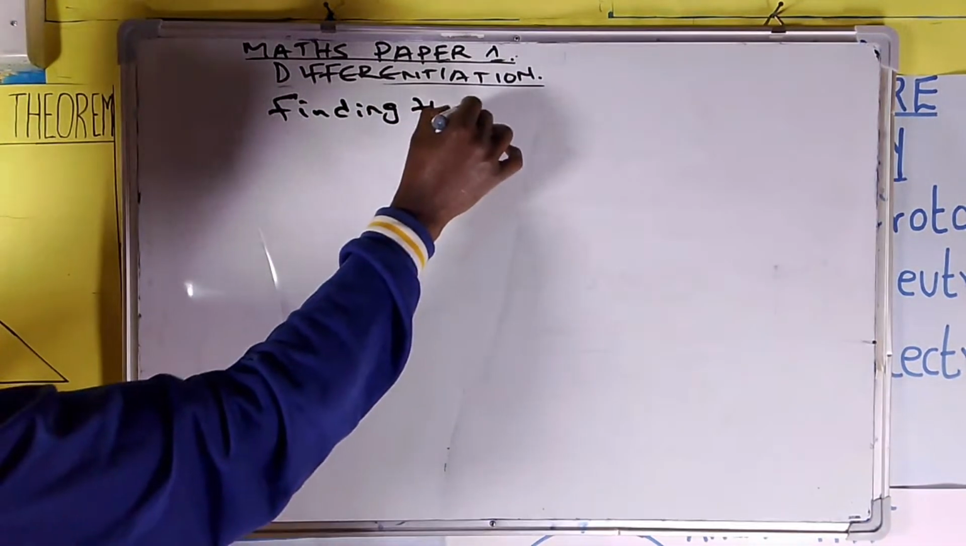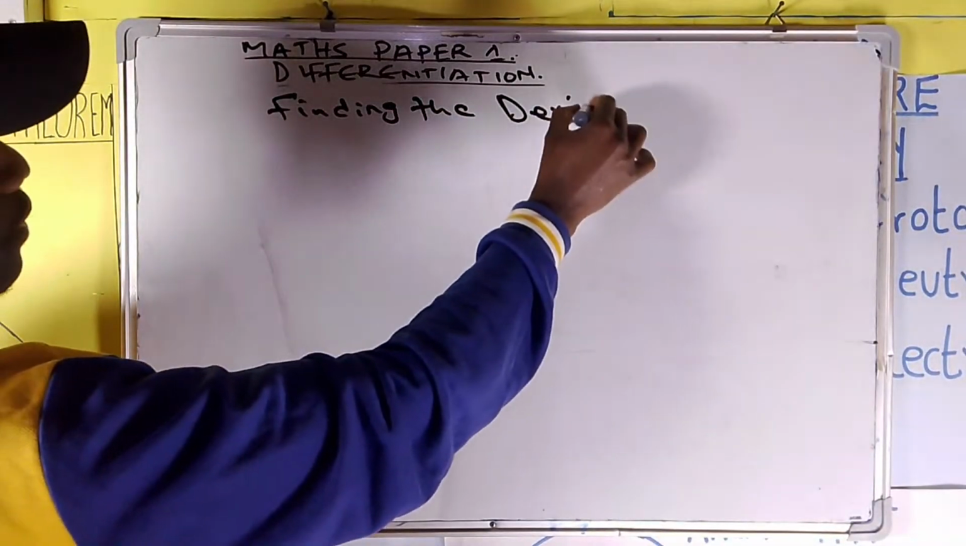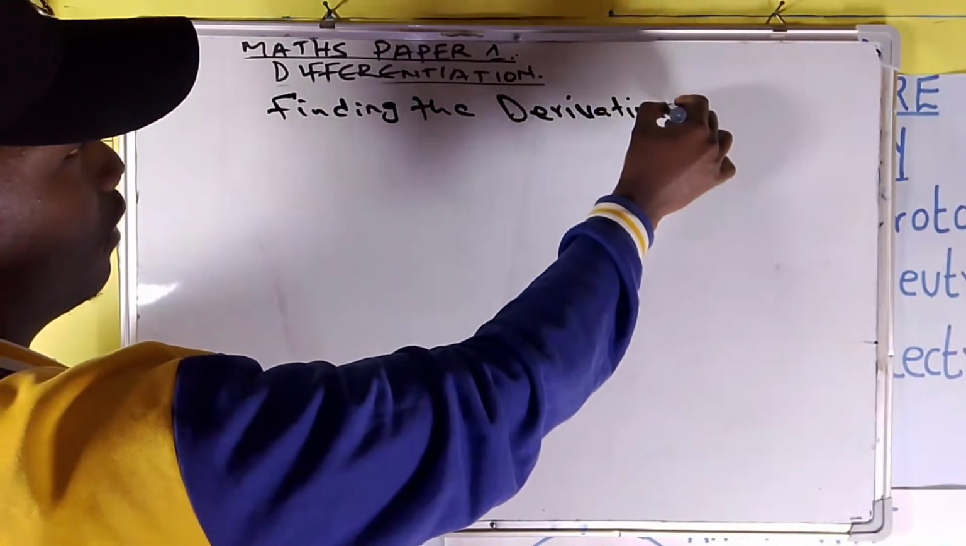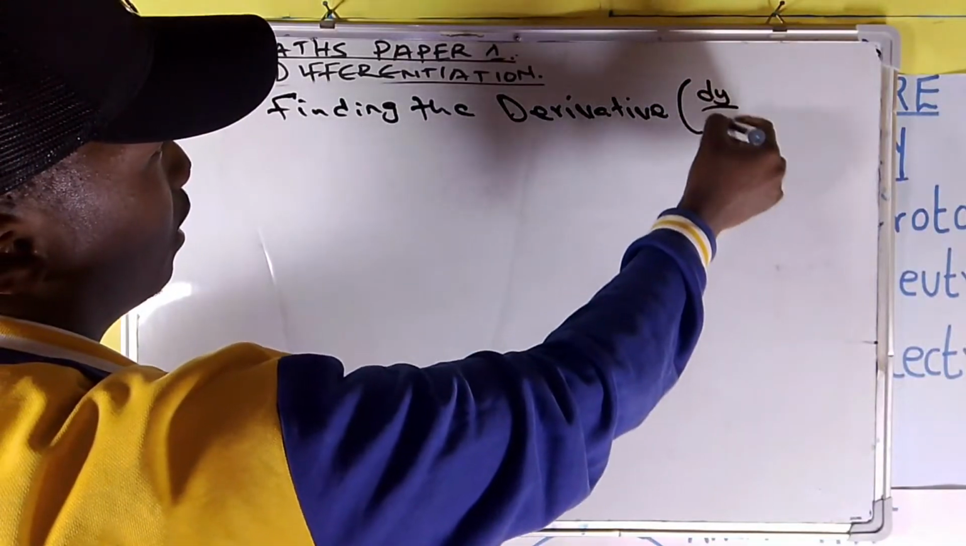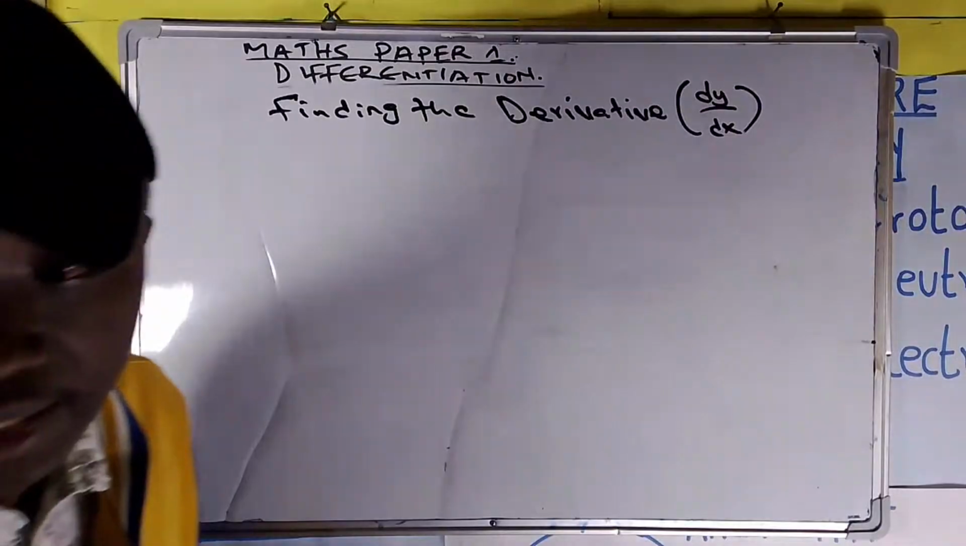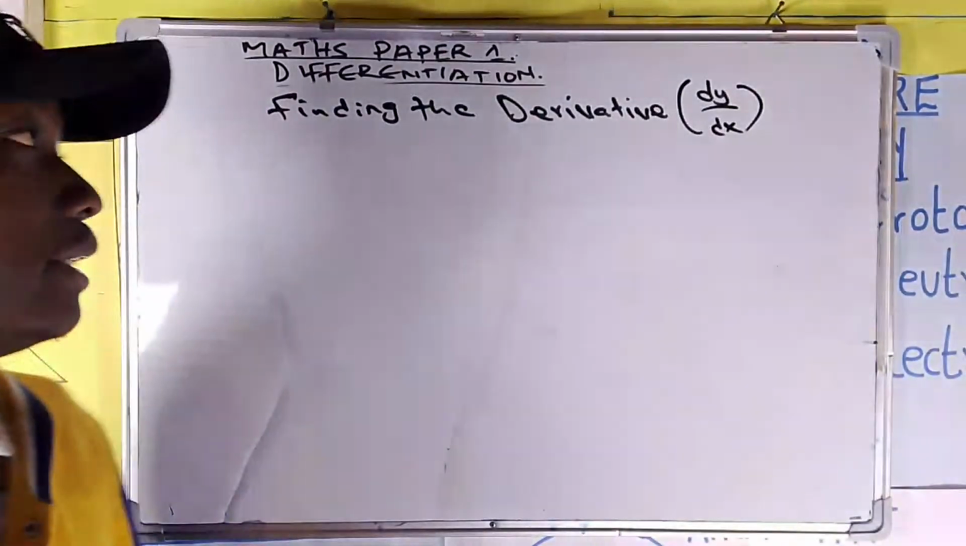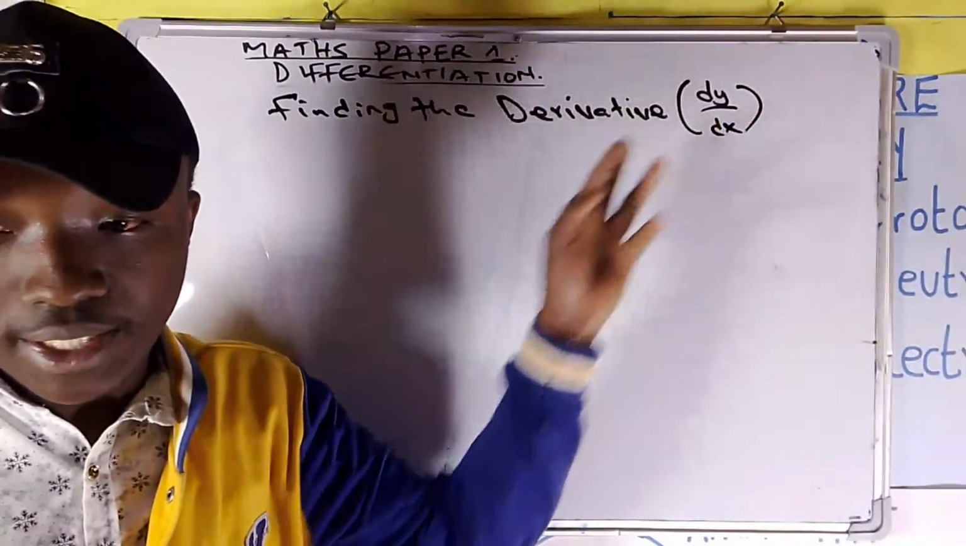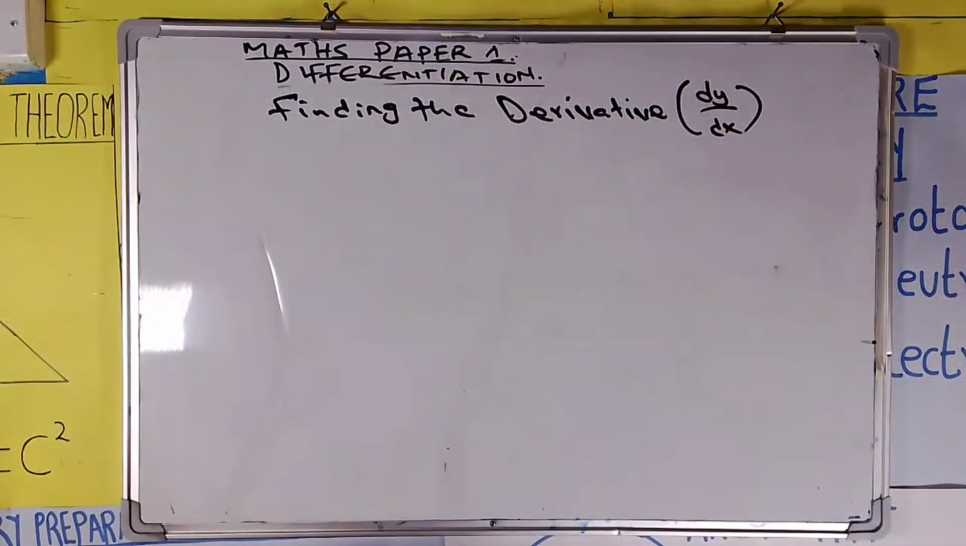Finding the derivative, dy over dx. When we talk of dy over dx, we simply mean the change in y over the change in x. How do we go about that? This is how we go about differentiating.